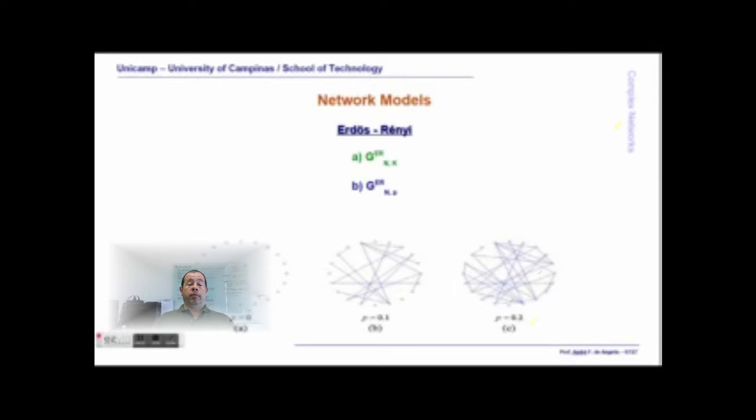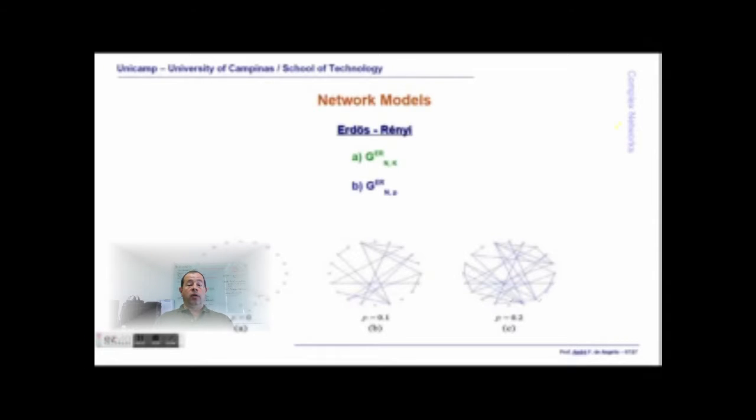The Erdős-Rényi random graph model is a recipe to construct several realizations of the network. And we have two different procedures to do it. They will reach the same objective, to construct a network. In the first case, we start with the number of nodes we want in the network and the number of edges we want to put in the network.